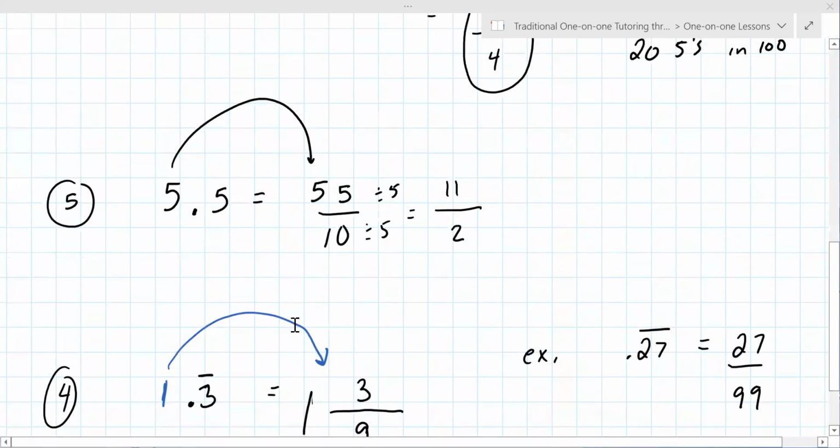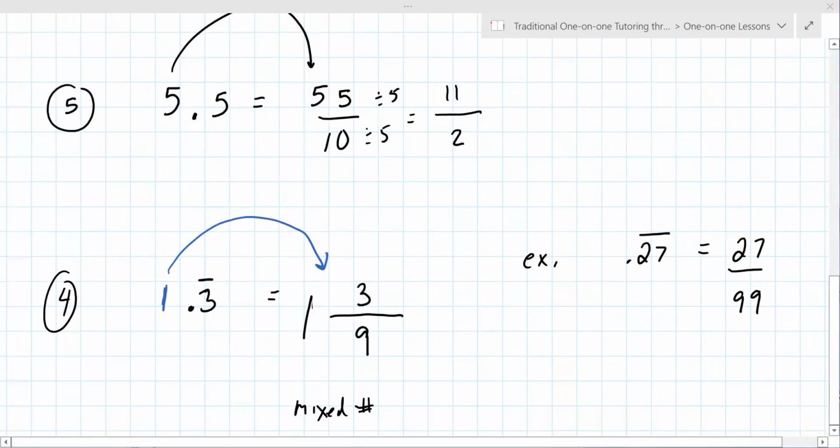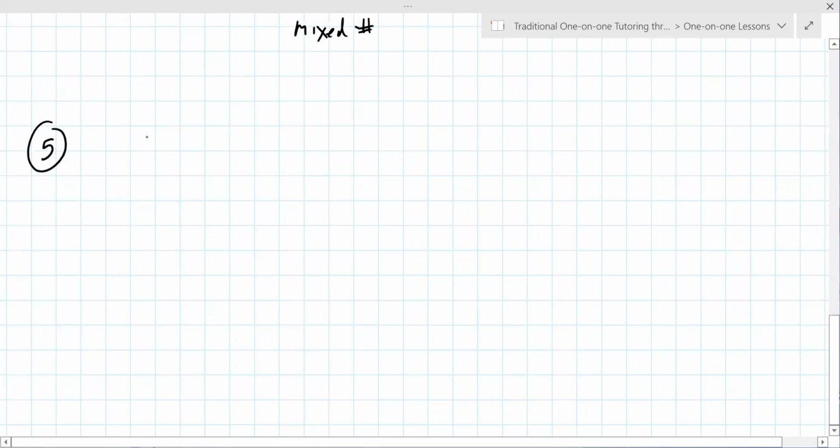So the question, now that I'm realizing this, is that we might not have needed to do all this for the other ones, like 5.5. We could have done this. Let me reframe number 5 here. I'm always a little unsure until I know what your teacher wants. We could have made this 5 and then done the 0.5 part as the 5 over 10 like this, and then reduce the 5 over 10 to 1/2. This is a mixed number.